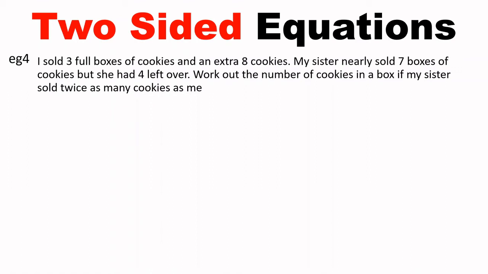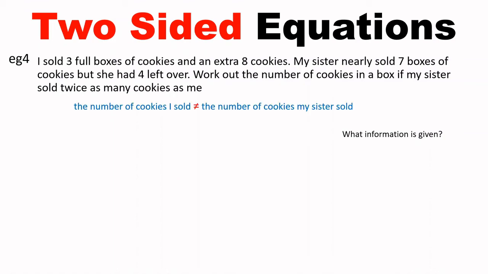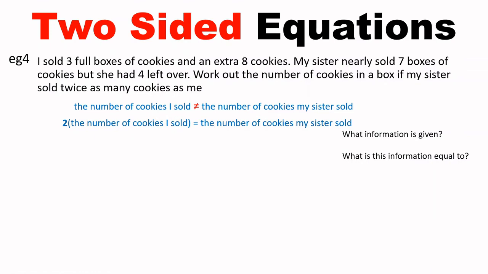Again, this word problem is quite wordy, so let's think about what information was given. I'm told how many cookies I sold and how many cookies my sister sold, but they are not equal. My sister sold twice as many cookies as me. So don't make the mistake of simply saying the number of cookies I sold was equal to the number of cookies my sister sold. It would take 2 times the amount of cookies I sold to be equal to the amount of cookies my sister sold.